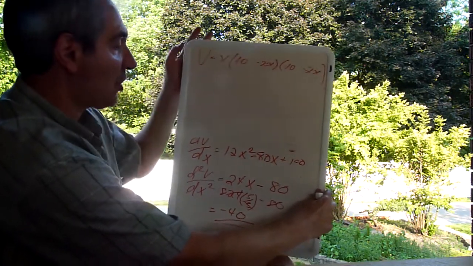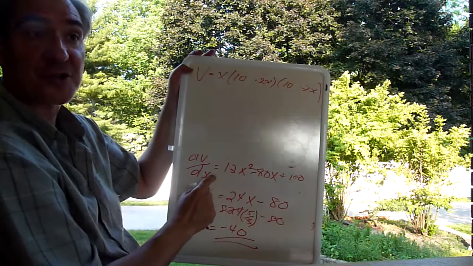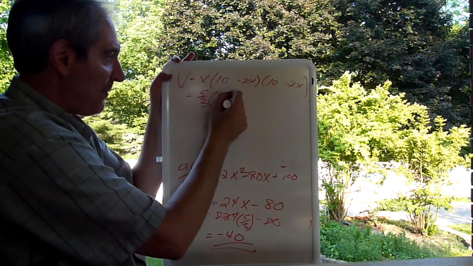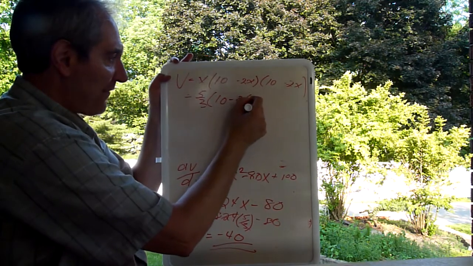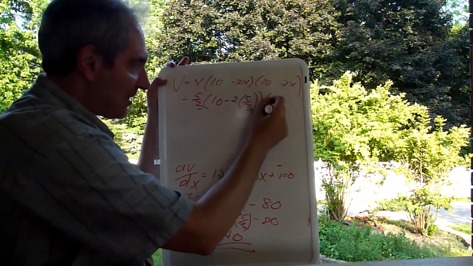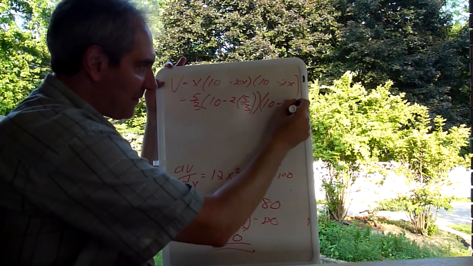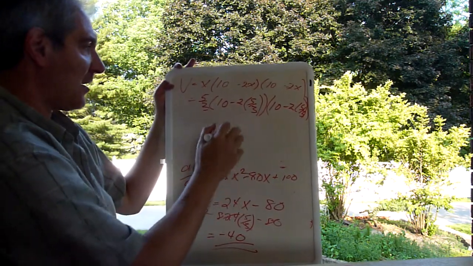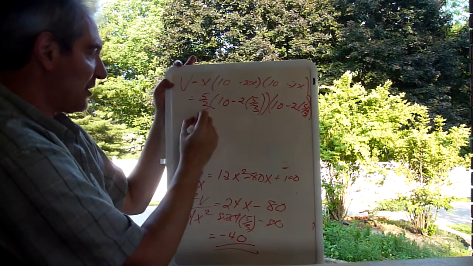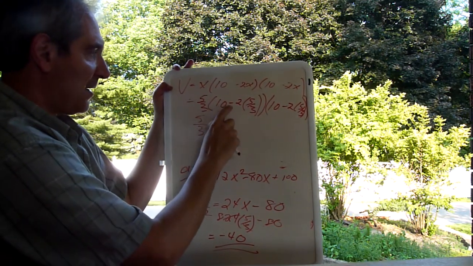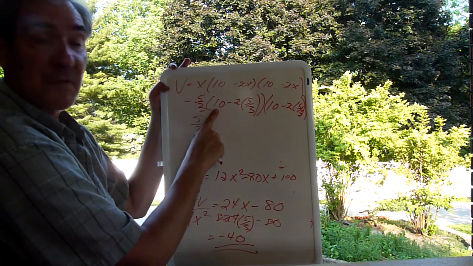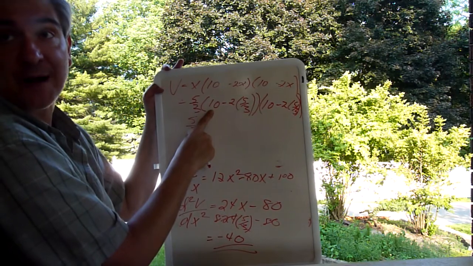Okay, all right, so let's see. 5/3 is what we were going to use, right? Yes. So 5/3 times 10 minus 2 times 5/3, times another 10 minus 2 times 5/3. Okay, so let's see here. This becomes 10/3. So here's 5/3, this becomes 10/3.